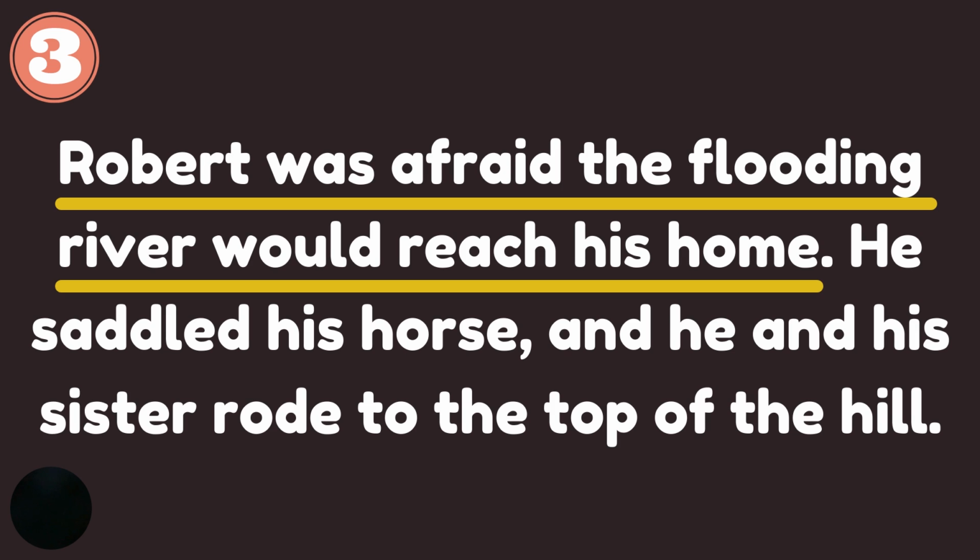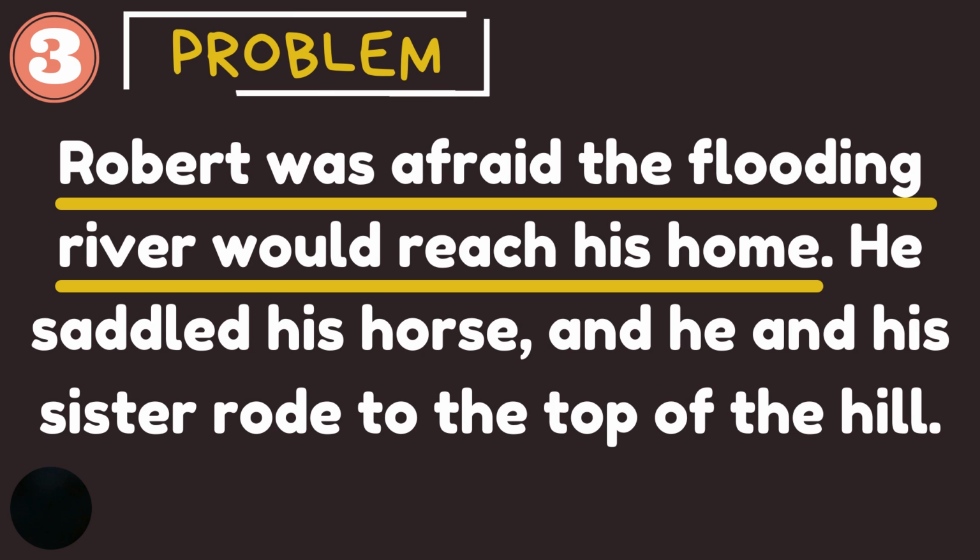Number 3. Robert was afraid the flooding river would reach his home. He saddled his horse and he and his sister rode to the top of the hill. The underlined sentence is, Robert was afraid the flooding river would reach his home. Is it a problem or a solution? Correct, that is a problem. Very good, children. Now we can proceed to our new lesson.